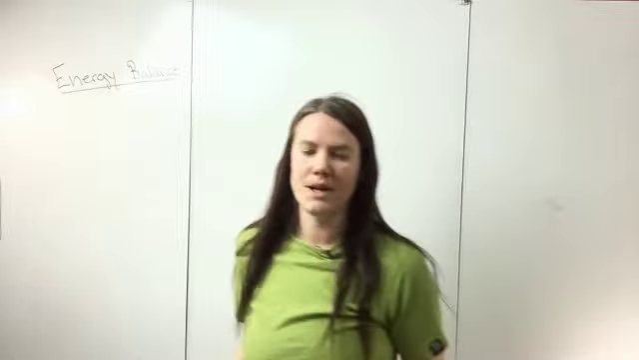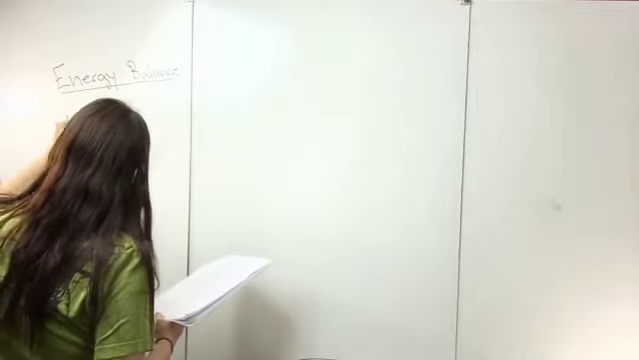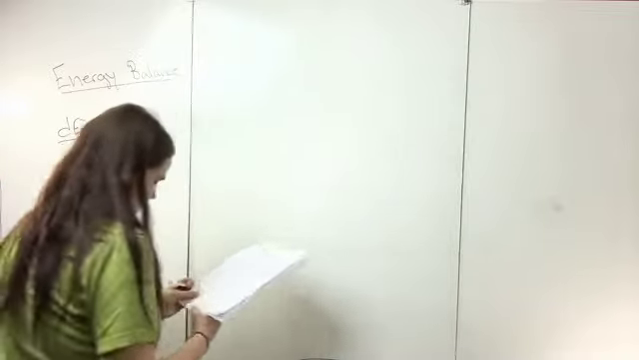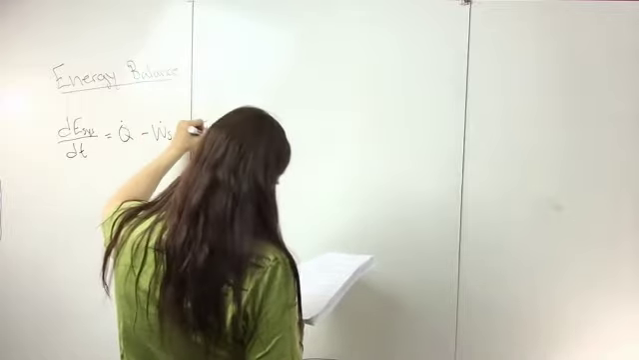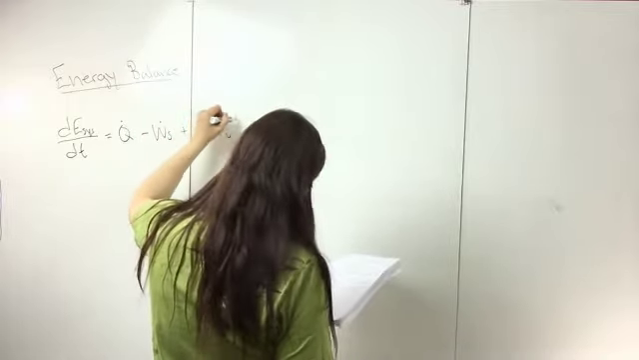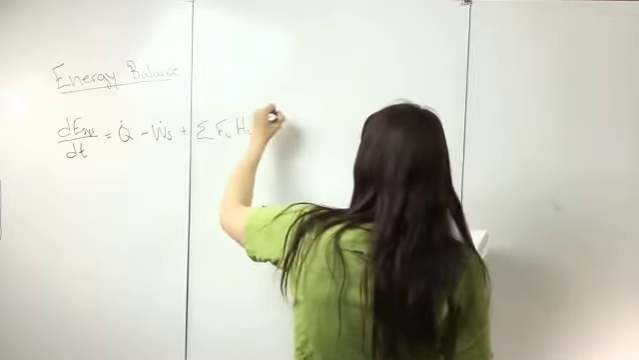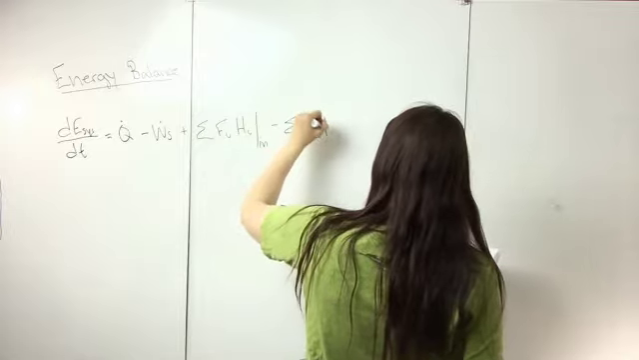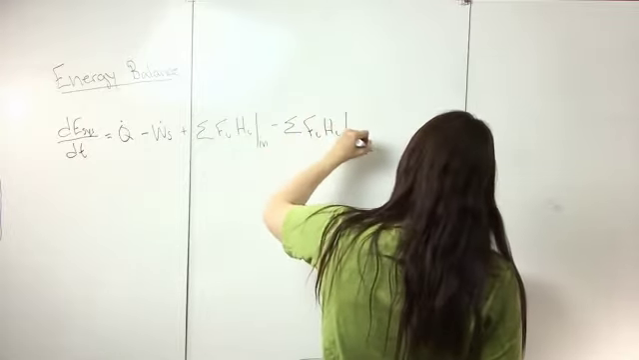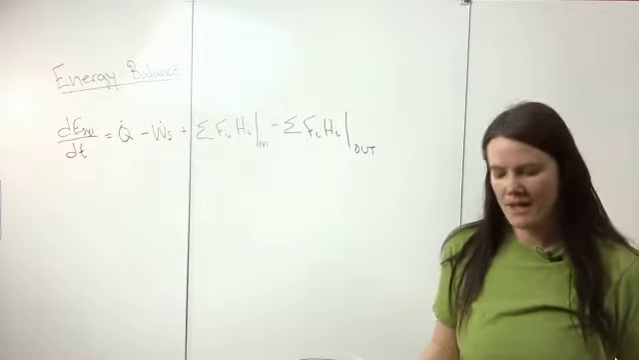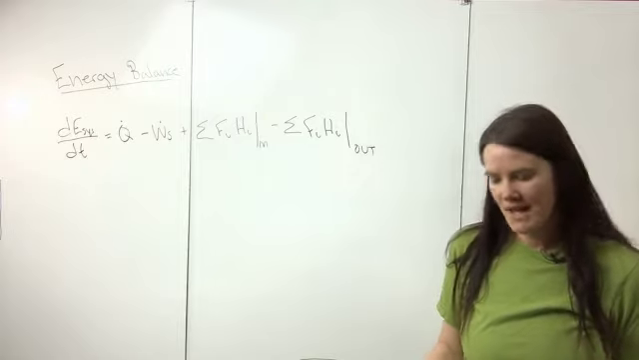Alright, so plugging in enthalpy, we can rewrite this equation as the energy change in the system with time is equal to Q minus shaft work plus the sum of Fi enthalpy in minus the sum of Fi enthalpy out. So then this is the equation that you manipulate to apply to different reactor types.